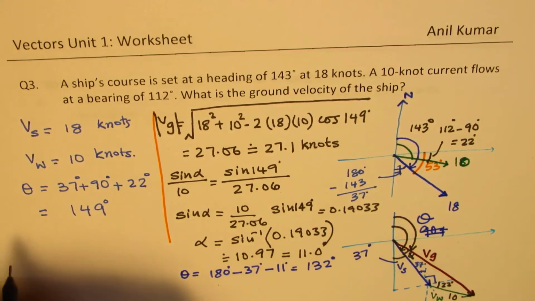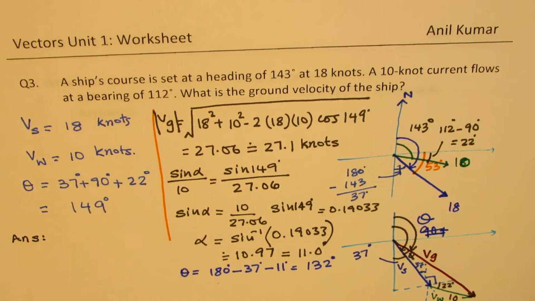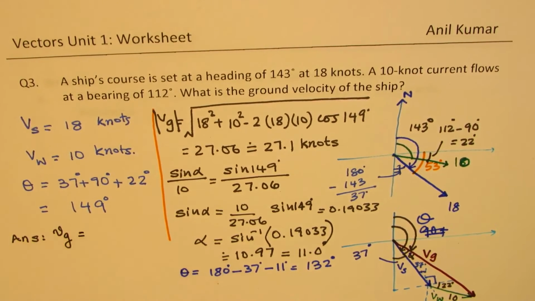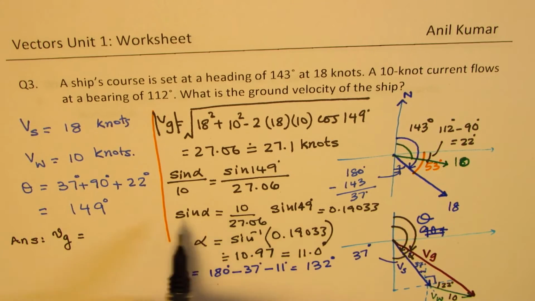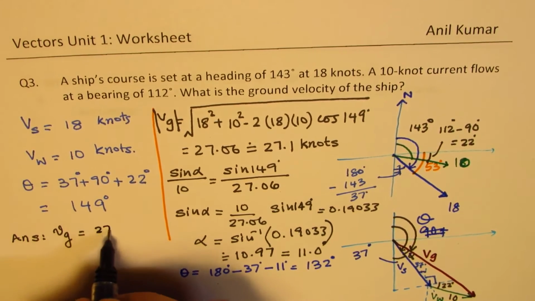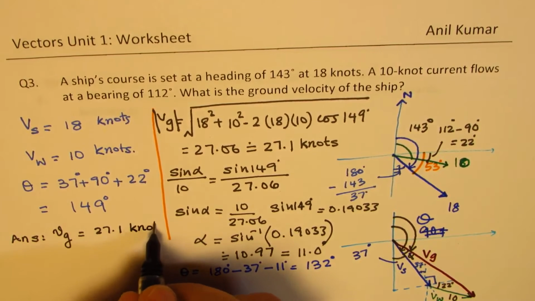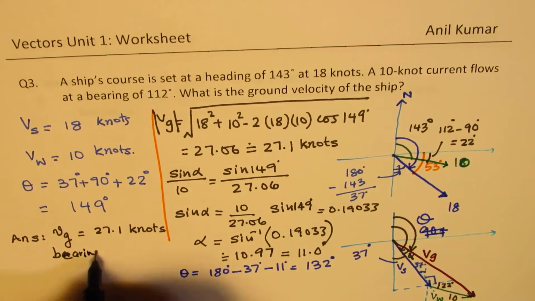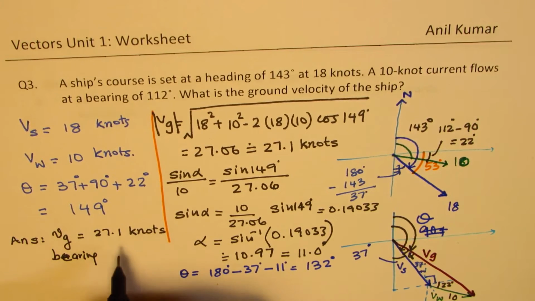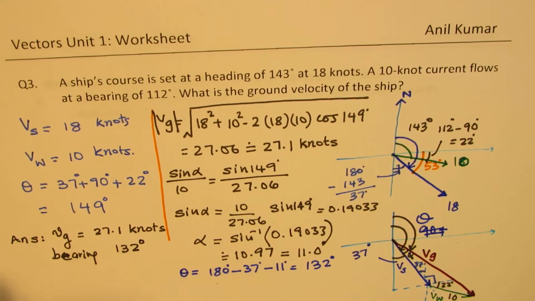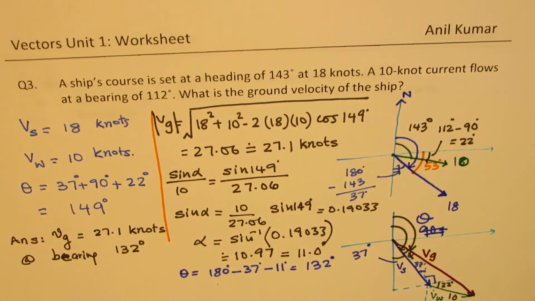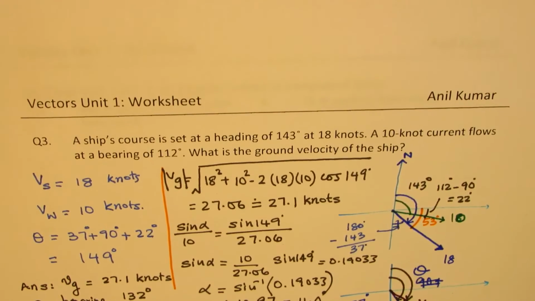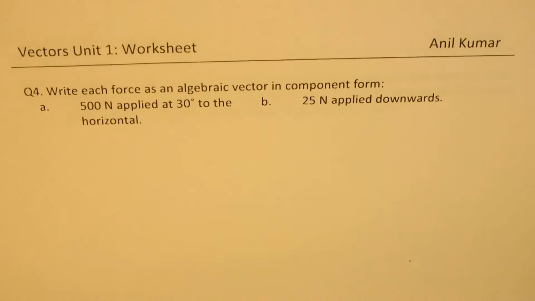Okay? So clearly, our answer here is the ground velocity, so we say Vg is the magnitude we wrote 27.1 knot at a bearing of 132 degrees, right? So that is how we could answer this. So I hope this is absolutely clear. Perfect. So let's move on and take the next question.